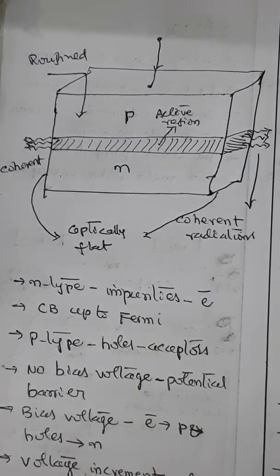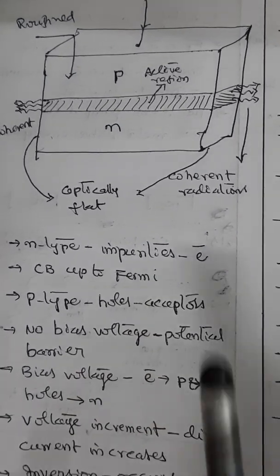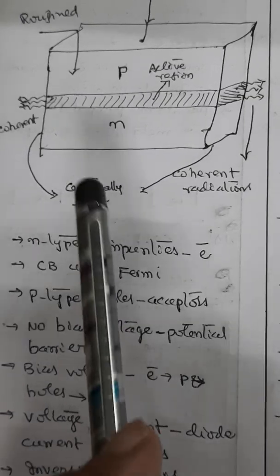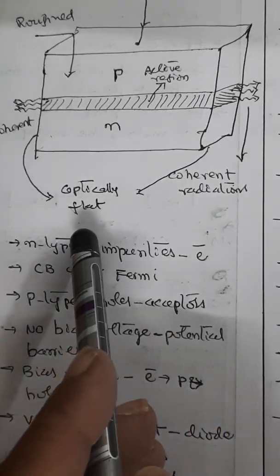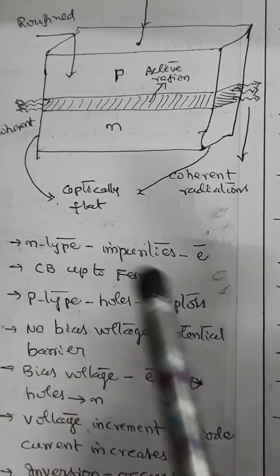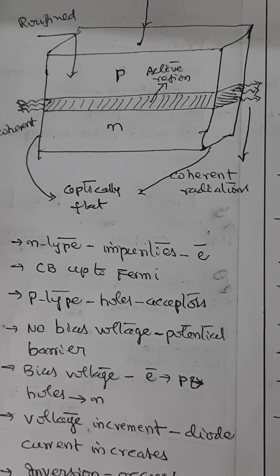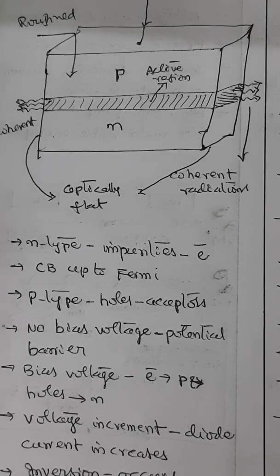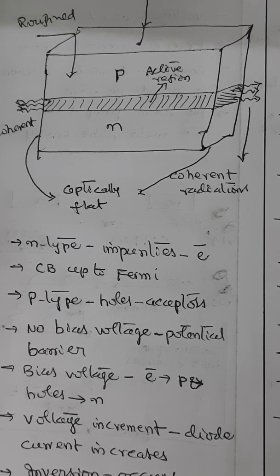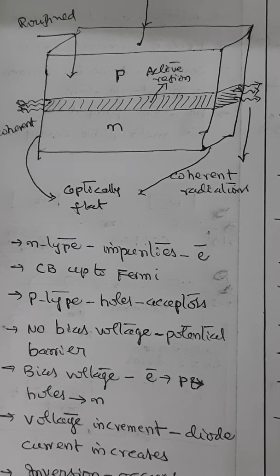Now let us see how it works. It is a PN junction. In N-type semiconductor, electrons are donated by the impurities to fill the conduction band up to the Fermi level, which falls below the conduction band. Whereas in P-type semiconductor, holes are added by the acceptors down to a Fermi level energy, which falls above the valence band. So in the absence of an external bias voltage, a potential barrier is built up.